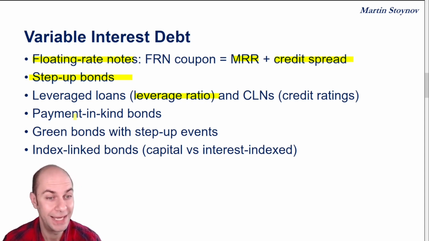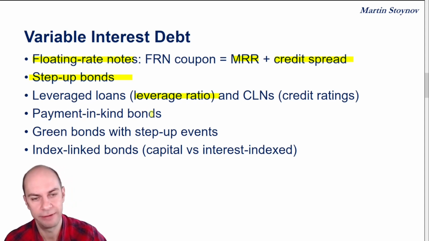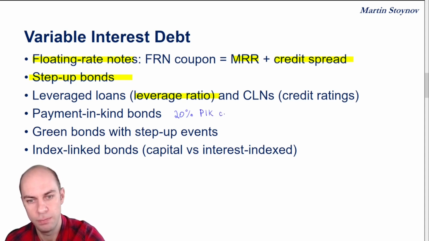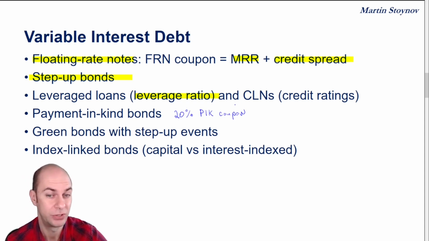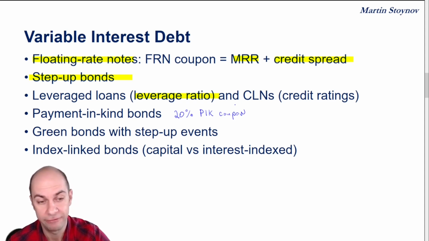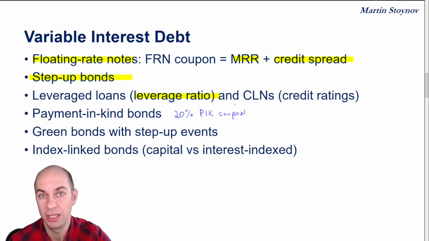Then I've got the PIK bond, or the payment in kind bond. Now, what happens here, my friends, is that I could tell you, hey Martin, I'm going to pay you a 20% PIK coupon. And you might think, wow, that's fantastic. Nobody gives me 20% in the markets. So is this a good deal? Well, typically it's not such a great deal, my friends, because payment in kind bonds mean that you're not actually getting any cash coupons. What you're actually getting is more pieces of the same, typically junk paper.